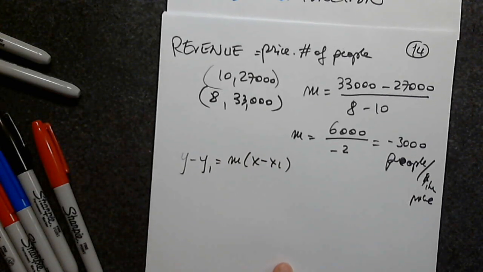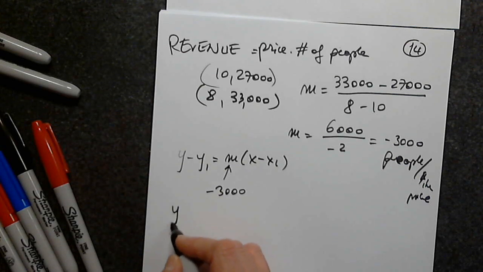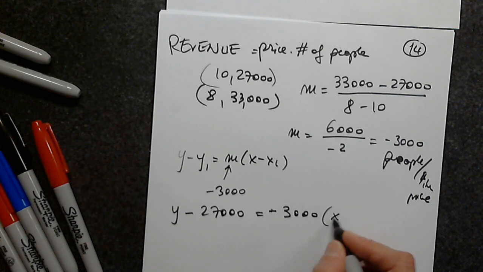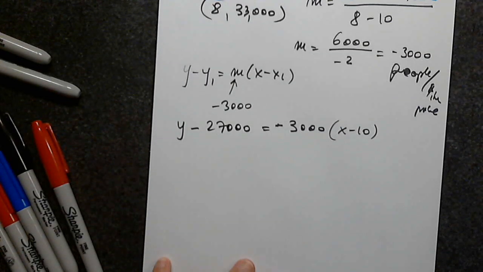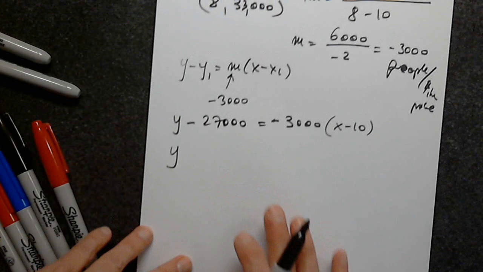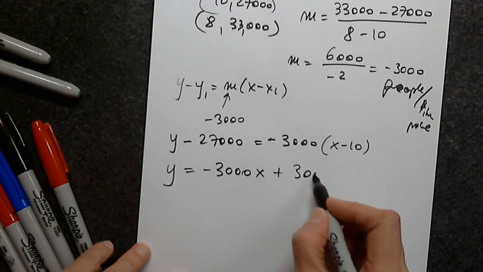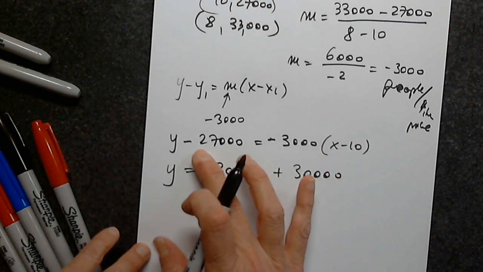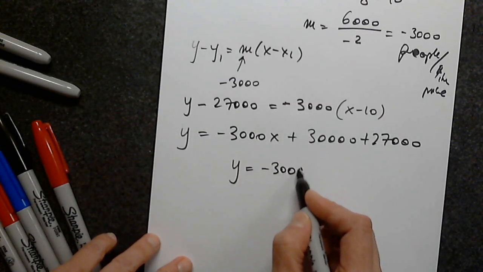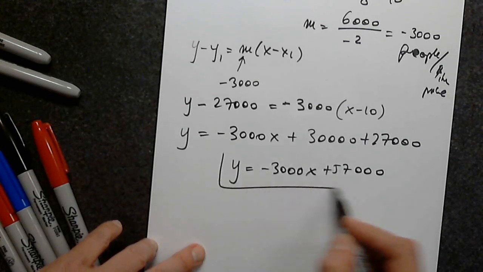And we pick any point you want, it doesn't matter. So this is negative 3,000. So I have y minus 27,000 equals negative 3,000 times x minus 10. I use the first point. It doesn't matter which point I use. y equals negative 3,000x plus 30,000, that's 3,000 times 10, and plus 27,000. So y equals negative 3,000x plus, I think it's 57,000. It is.